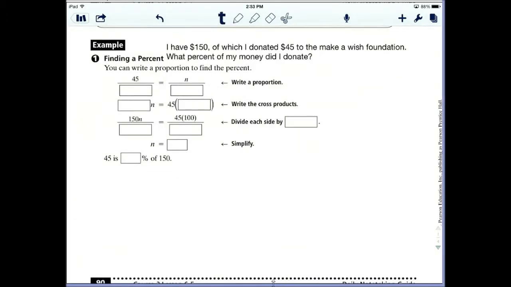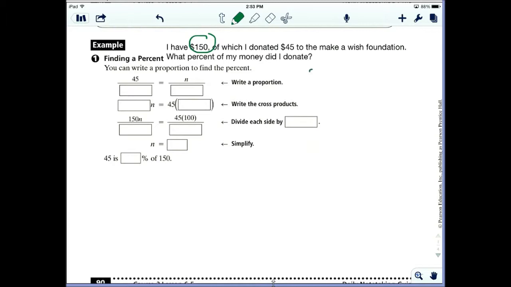Okay guys, let's go ahead and look at the first example. The first example says I have $150, of which I donated $45 to Make-A-Wish Foundation. What percent of my money did I donate? So again, the total that I have is 150.